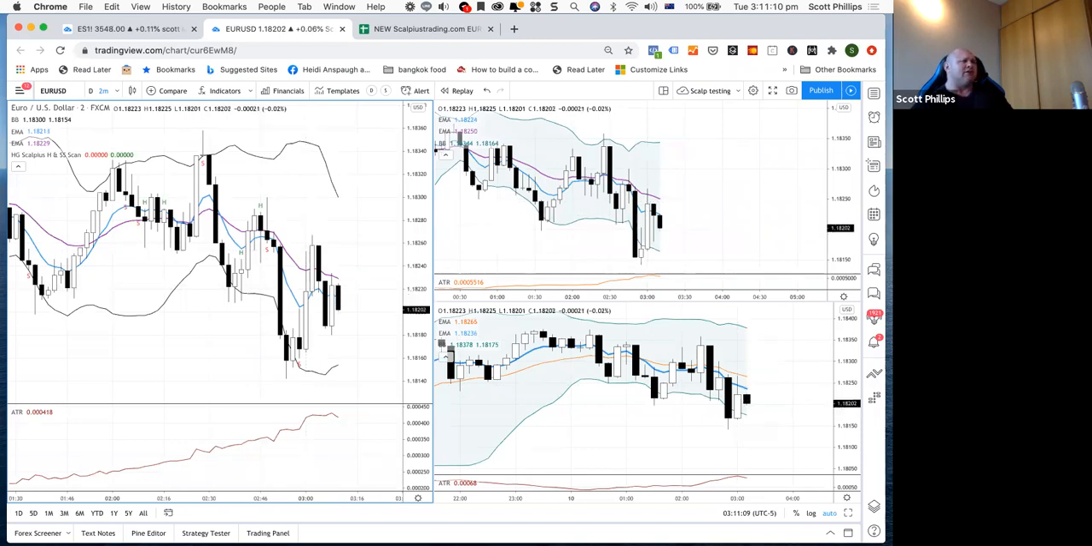Donna, R is the difference between your entry price and your stop loss, and it stands for risk. It's how much you're risking. So if you're risking 3 pips to make 6, you're risking 3 pips.